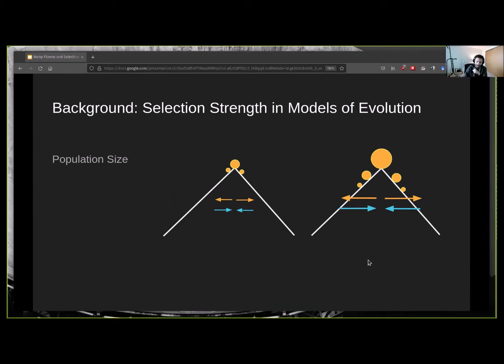Now, selection strength in models of evolution tends to be parameterized by things like population size, for example. If you have quite a small population size, then the restoring force back to the local optimum is quite weak, but also the population doesn't accumulate many mutations. So the exploration is sort of weak also. Whereas with a larger population, the selection is much stronger due to the higher sampling of the higher fitness locations, but the population is also experiencing more mutations. And so it's kind of a mixed bag in terms of adjusting selection strength.